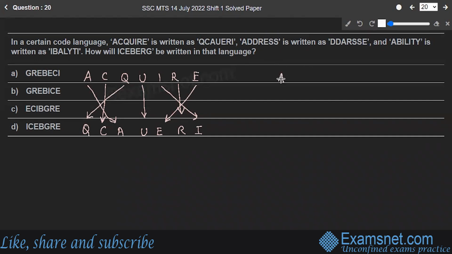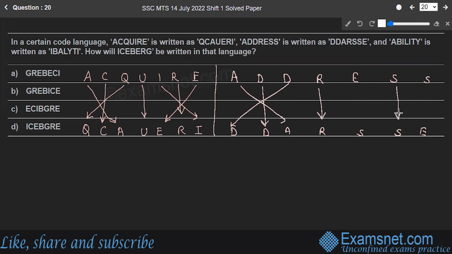The next one is ADDRESS. Okay, I'll write it again. So here is the second one, which is ADDRESS. First of all, it is coded as DDARSSE, right? So first of all, this is the word D. So let's see how it is done. This is D, this is A, and this is T. This is R, this is S, this is E, and this is S.